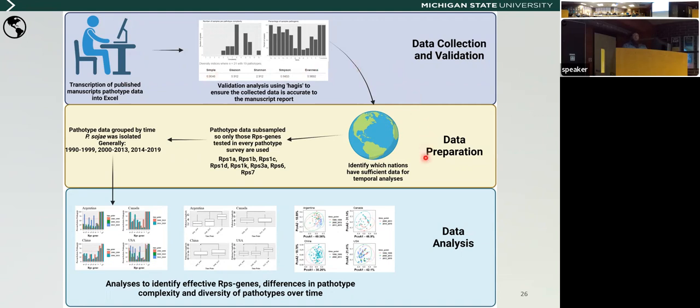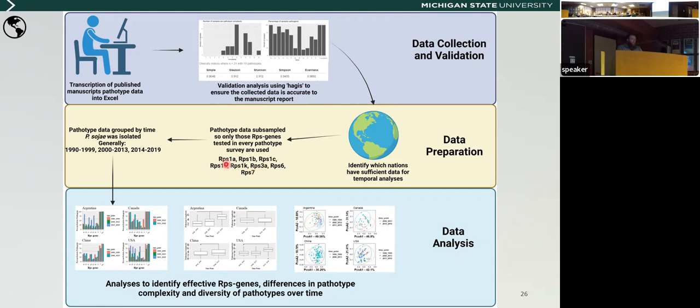From there, we went through and identified which nations actually had a temporally available sampling. So did they sample multiple times over the last 20 years, or was there only 1 or 2 samplings over the last 20 years? What data from what countries could we actually use? Once we had that, we further subsetted the data down into the RPS genes that were actually tested across time, making sure that our earliest time point was testing the same resistance genes as the latest time point. Typically, these surveys test between 7 and 14 resistance genes, and they're the same 7 to 14, no matter if it's in the US, Canada, or Argentina.